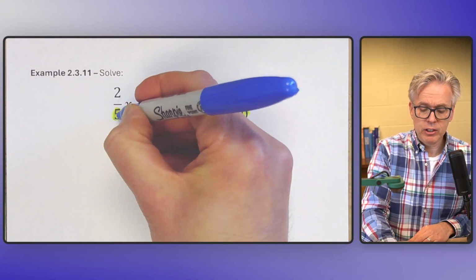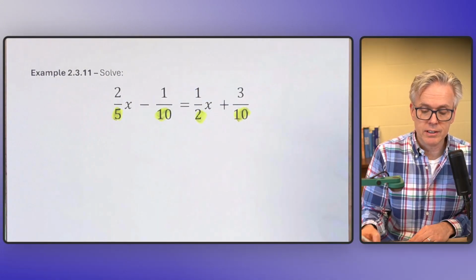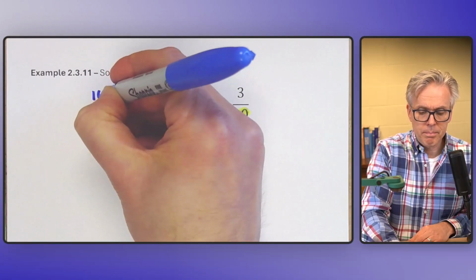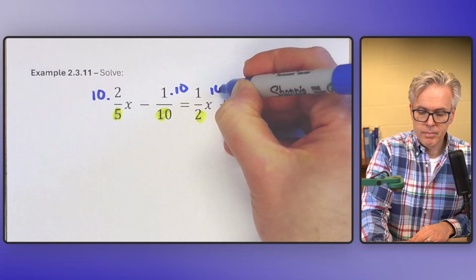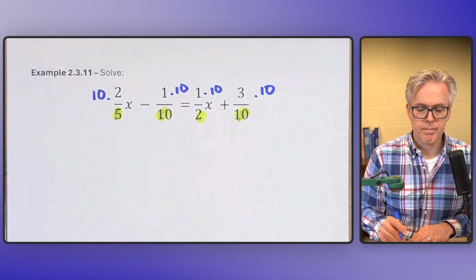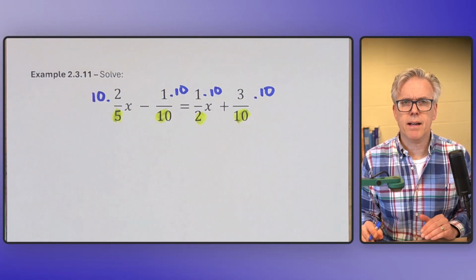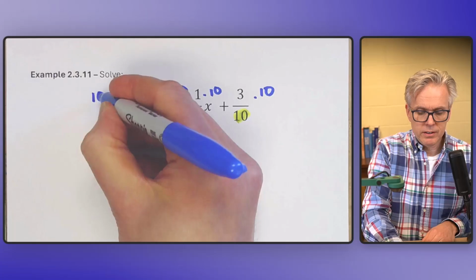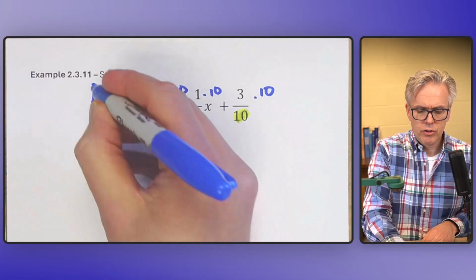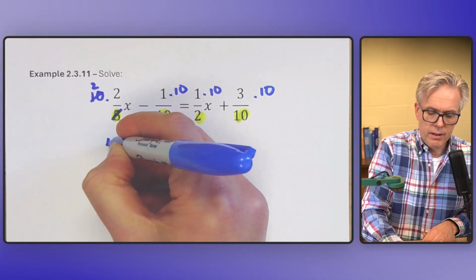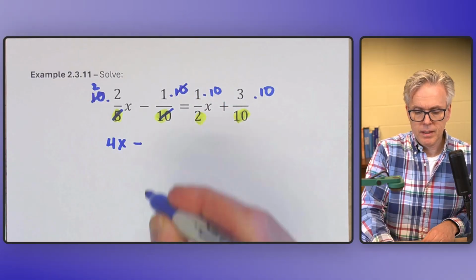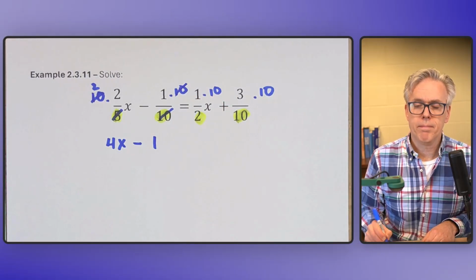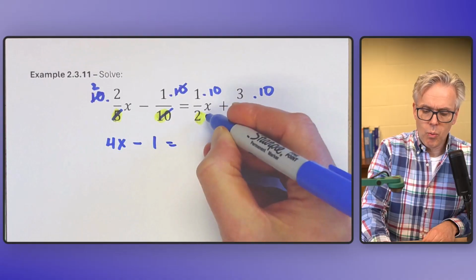So each 5 goes into 10, 10 certainly goes into 10, and 2 goes into 10. So if I multiply through both sides by a 10, that will clear my denominators. So 5 goes into 10 2 times. 2 times 2 is 4. So I'll have 4x minus 10 goes into 10, so we got 1, equals 1/2 of 10.